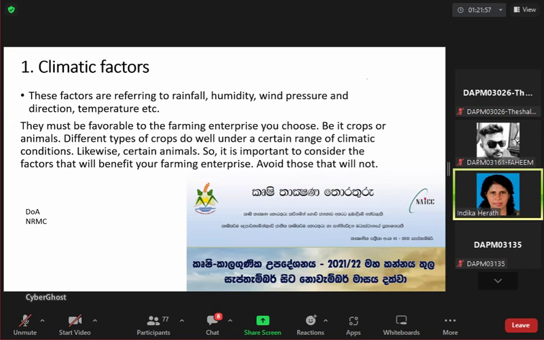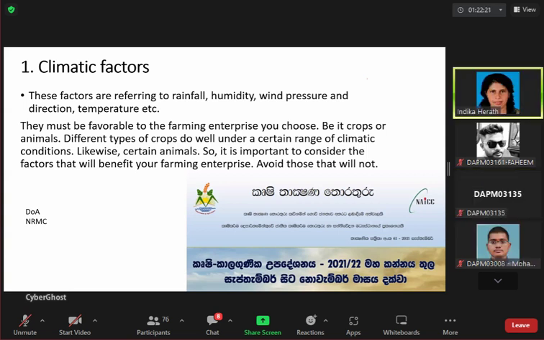What we need to know is, when we utilize land, we have to go and find out whether the climatic conditions of the area are suitable for the crop that is being planted. Those who are in agriculture, the Department of Agriculture, will be able to provide more information on this.